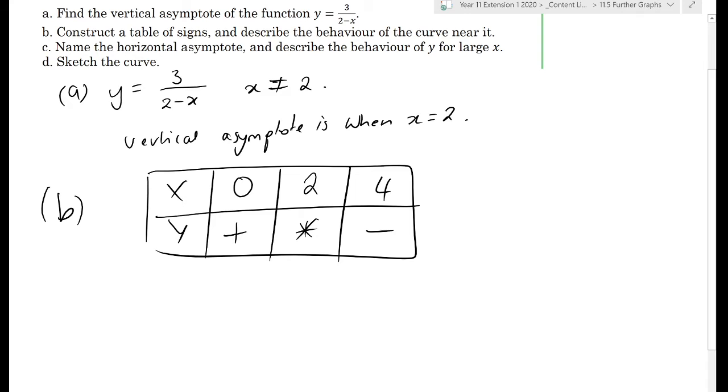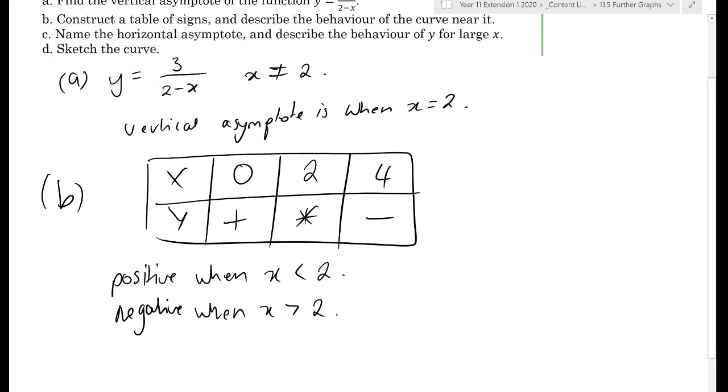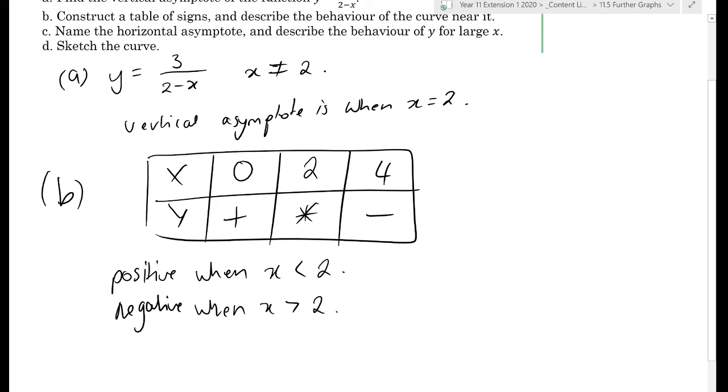So it's positive when x is less than 2, and negative when x is greater than 2. Not equal to, because we're not including 2, but less than or greater than. Name the horizontal asymptote and describe the behavior of y for large x.